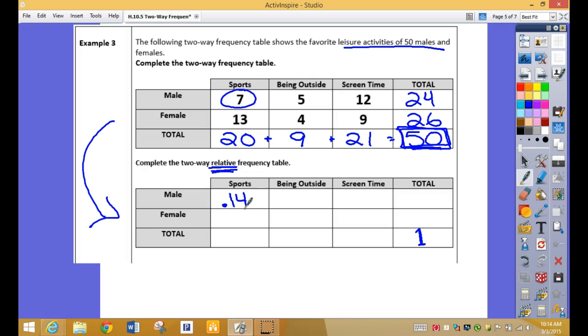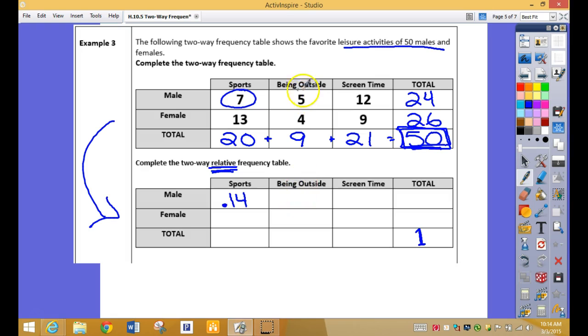Now on some of your relative frequency tables, you might get long decimals. If that happens, round them to the nearest 1,000. So you'd have 3 decimals. But these come out to nice decimals that are in the 100. So you'll have 2 decimals. But if you have to round them to 3 decimal places, round them to the nearest 1,000 if needed. And you'll need to do that on your homework.